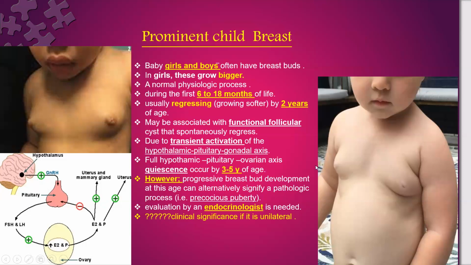If it is bilateral, it will be straightforward. You see, it is obvious. This is a hormonal abnormality, and this is the breast. But when it is unilateral, and especially if it is in a girl, what is the problem or the clinical significance here?